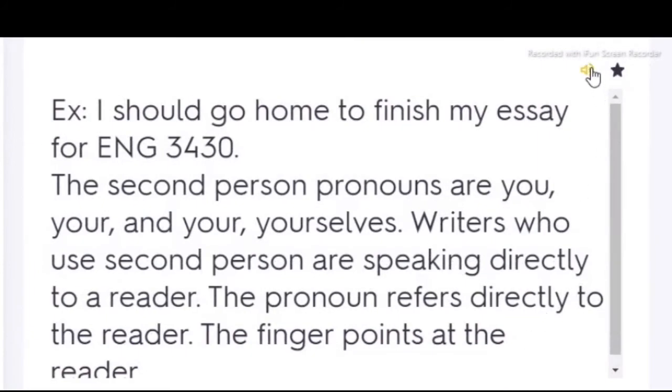The second person pronouns are you, your, yours, yourself, and yourselves. Writers who use second person are speaking directly to a reader. The pronoun refers directly to the reader. The finger points at the reader.